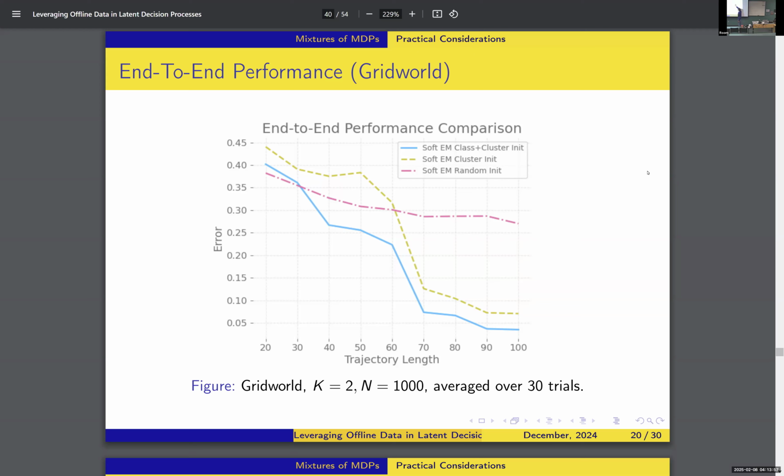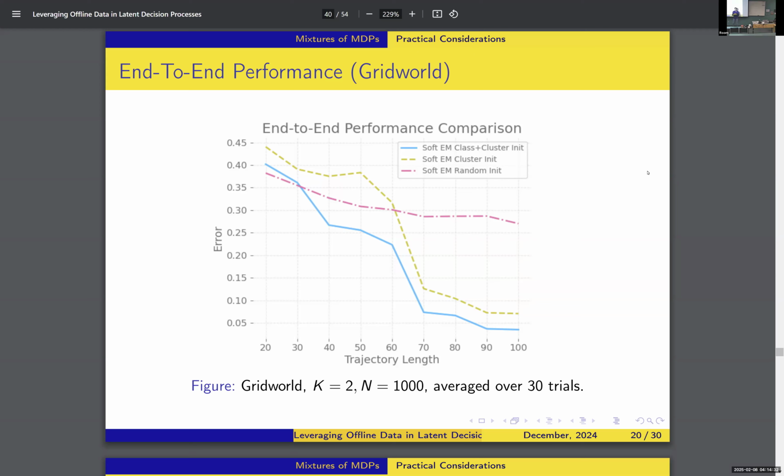So in end-to-end performance, as you might remember, we had a scatter plot of soft EM with random initialization. It was all over the place, right? And that is the pink line, where even as trajectory length increases, there is improvement, but it's not significant. But then if you initialize the soft EM algorithm with our clusters, you will get this sort of performance. You will get this yellow line, if you initialize the EM algorithm with just the clusters you get at the end of clustering.